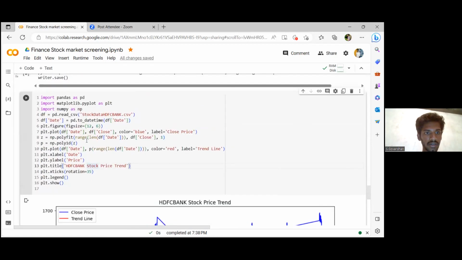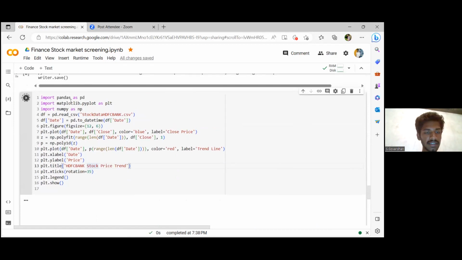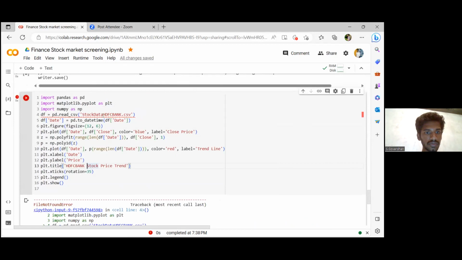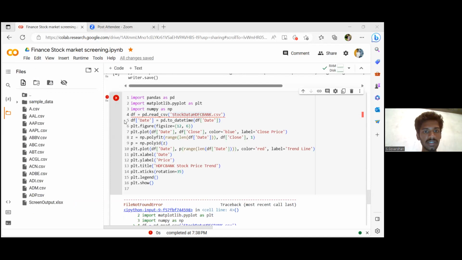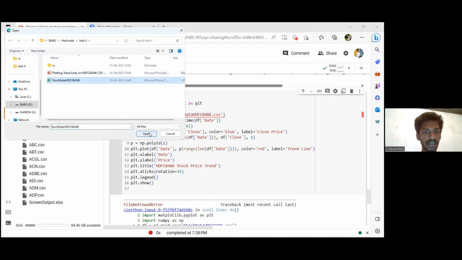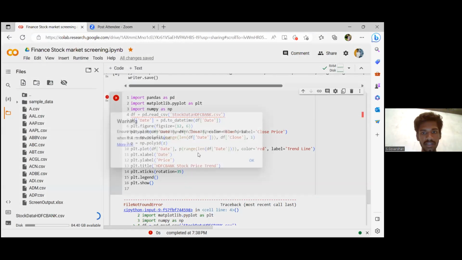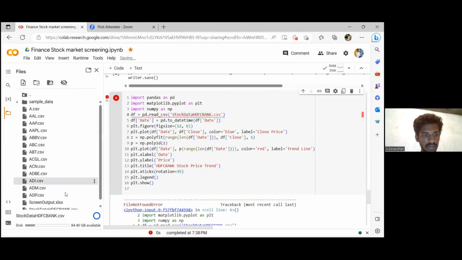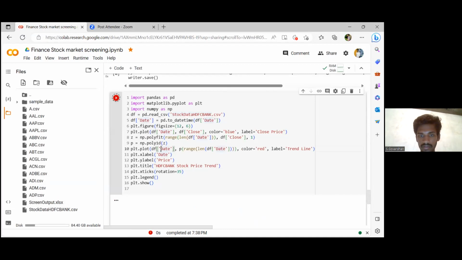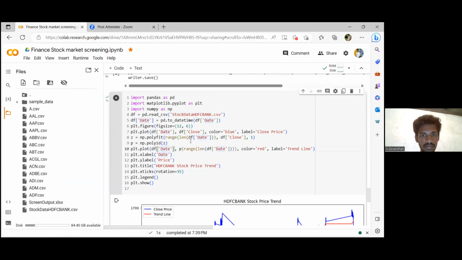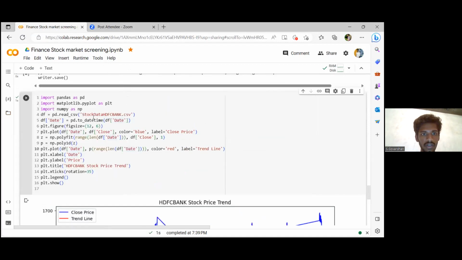So here it is our code. I imported pandas and the other libraries again. Here I included the HDFC Bank stock data, which is our dataset, our CSV file. Now I have to import this CSV file into this Colab. I am importing it. Yes, it is already there. Now I have imported it.